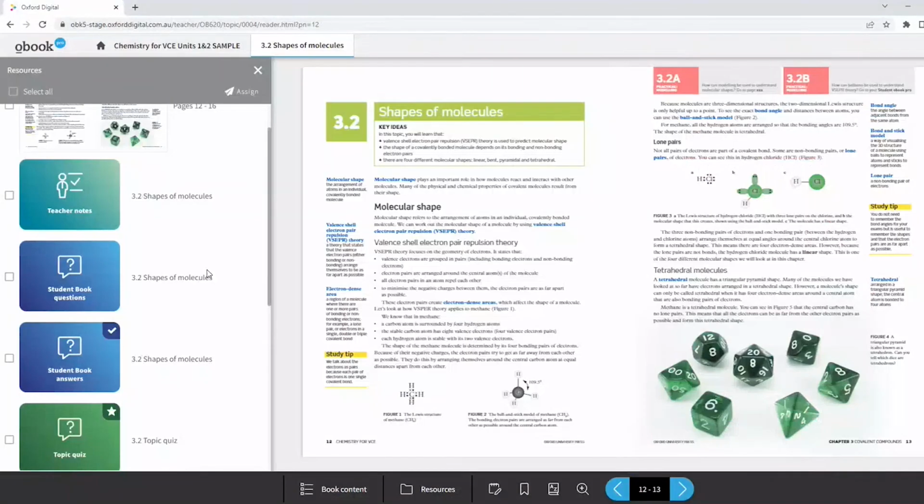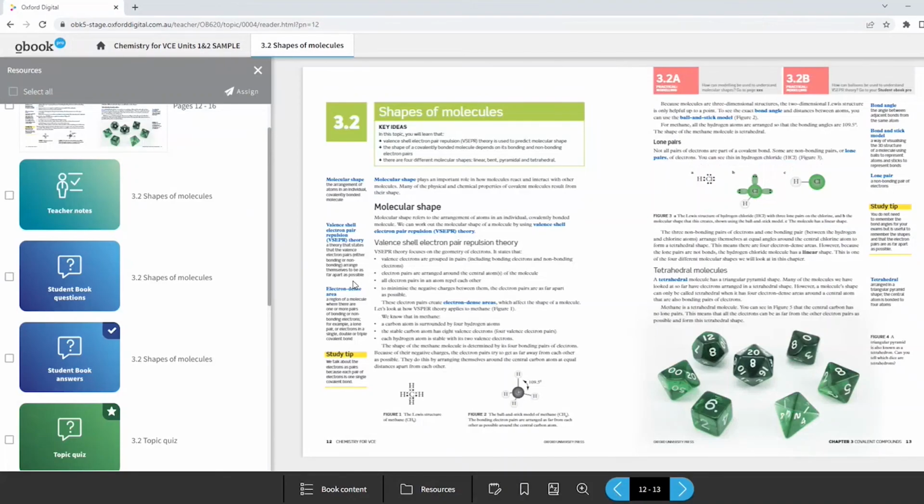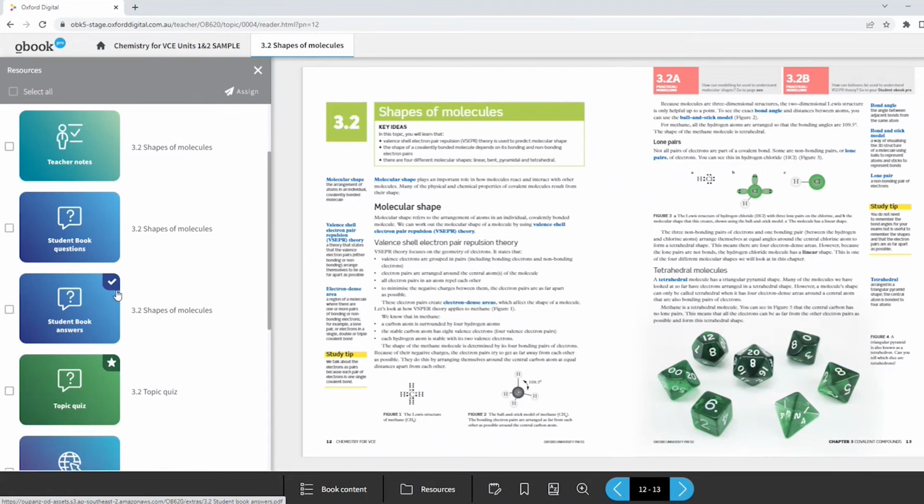Student book questions, including all the challenges, skill drills, real world chemistry, check your learning, and so on, are available as editable PDFs for students to type their answers in or print out. At the moment, they're not editable, but when you get access to them later, they will be. Answers for all the student book questions are available at the back of the book, but in addition to this, where questions may have quite detailed working out, we've provided worked solutions as well. So you can access that through here.